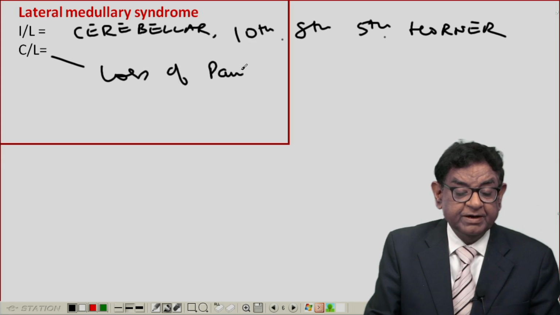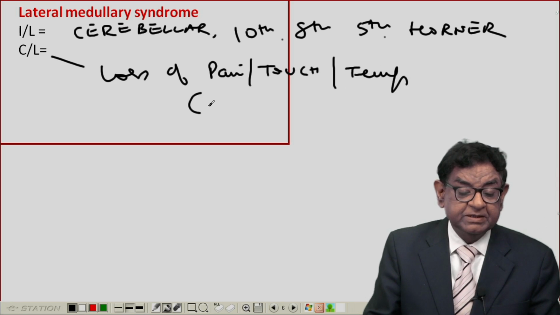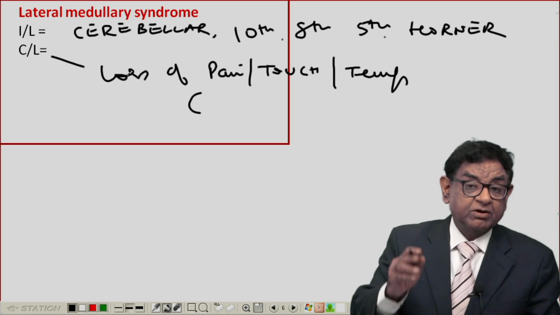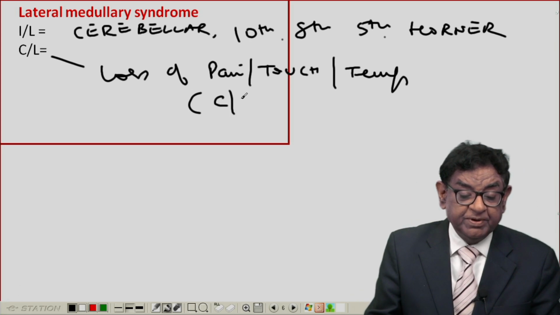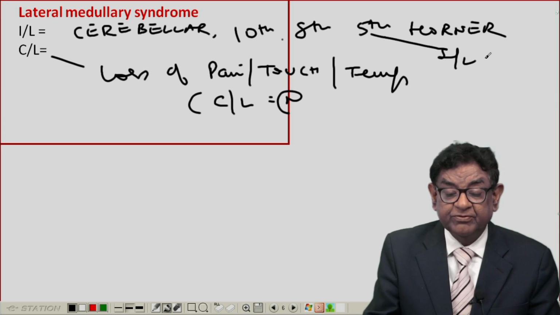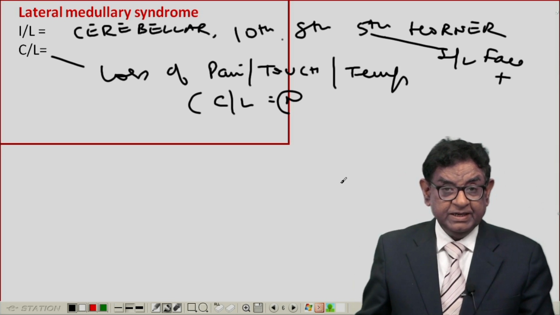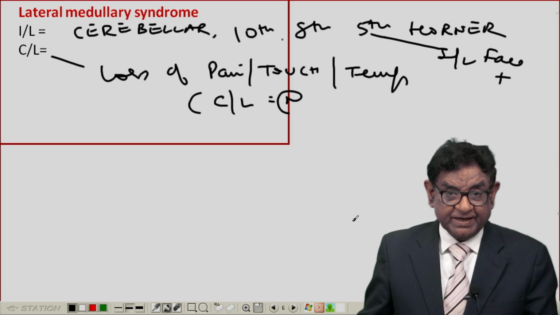pain, touch, temperature. But remember, the contralateral face will be normal. Here the ipsilateral face will be involved. Right? I hope you understood the things very clearly.